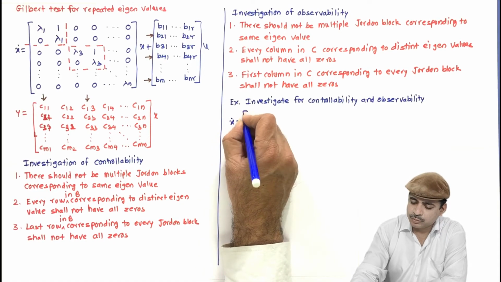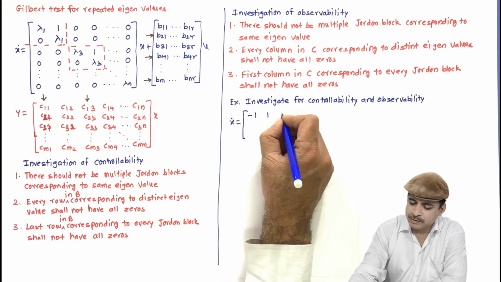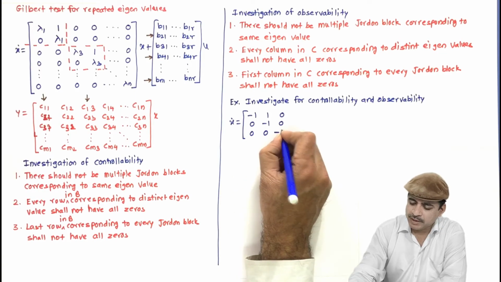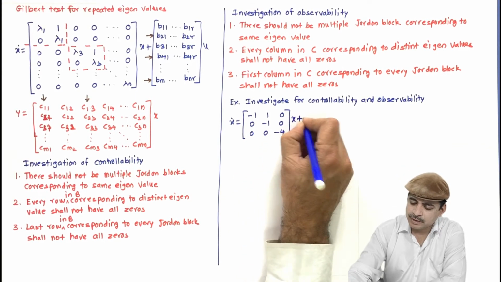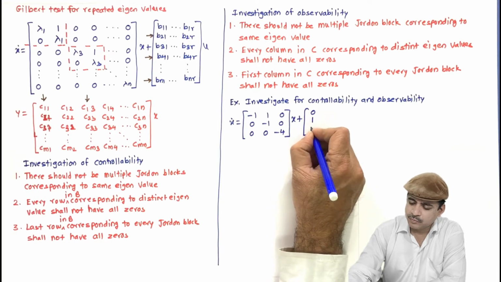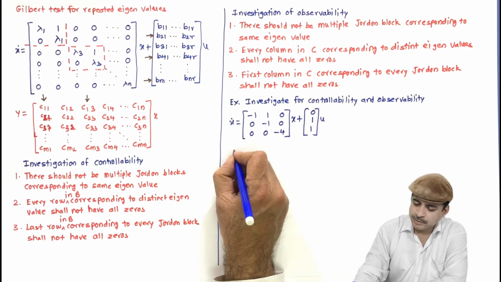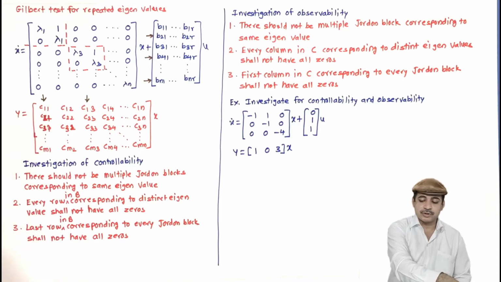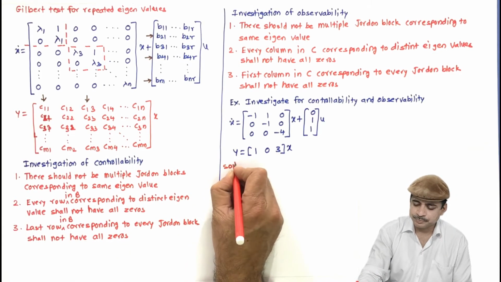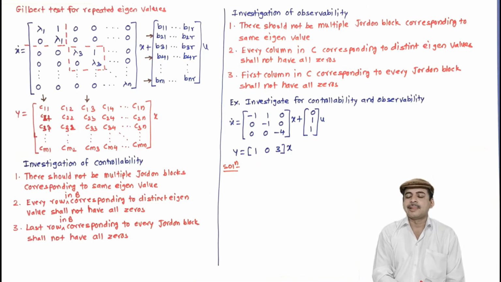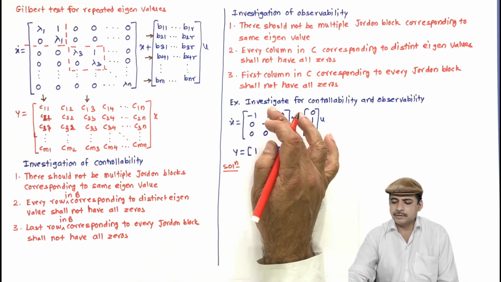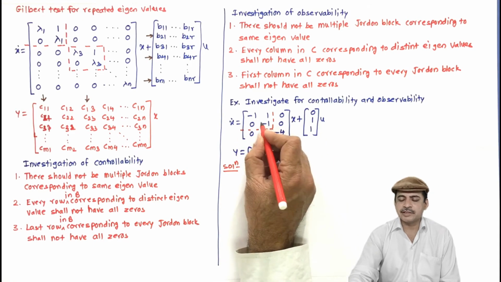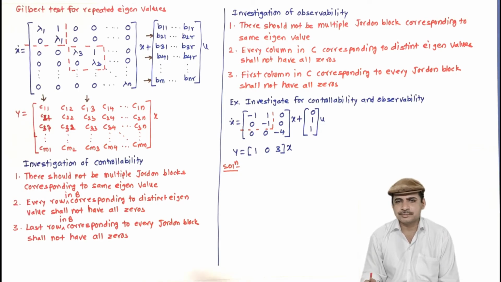So x dot is equal to [-1 1 0; 0 -1 0; 0 0 -4] x plus [0; 1; 1] u, and y is equal to [1 0 3] x. What about this? Controllable or not? Observable or not? Solution. See, this has one Jordan block and that is related to the eigenvalue lambda equal to -1.